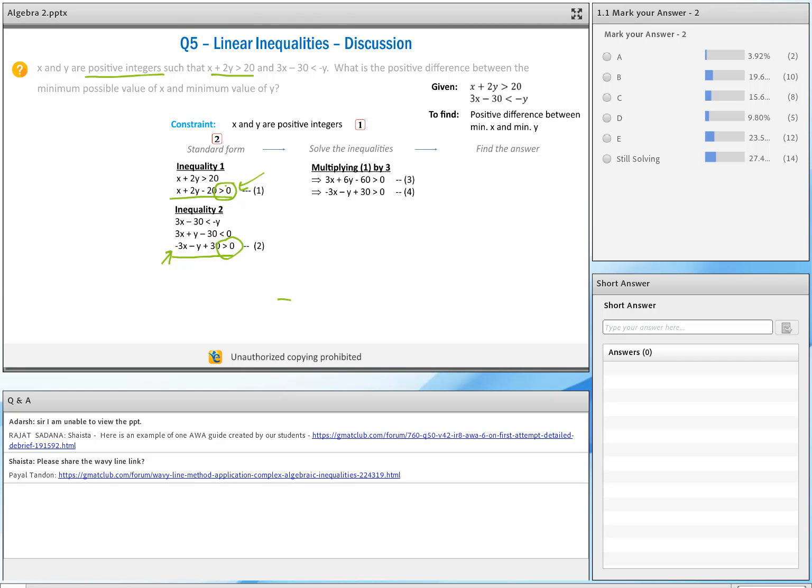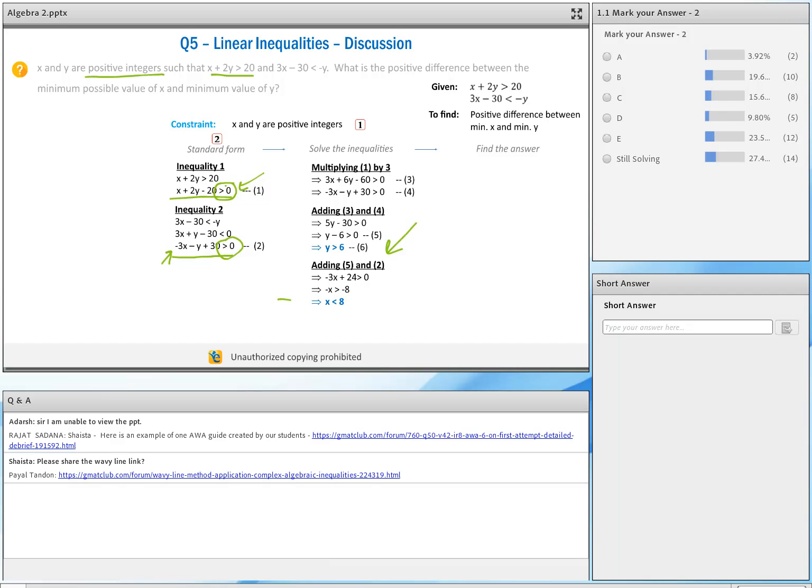All right, so let's continue with this. I hope that the voice will stay okay. All right. So basically, what we do is we multiply. So we are solving for y over here, and what we get is y is greater than 6. Okay, and then we basically do further processing, and we get x is less than 8. Now, if these are the two values that you're getting, if y is greater than 6, what is the minimum value of y?